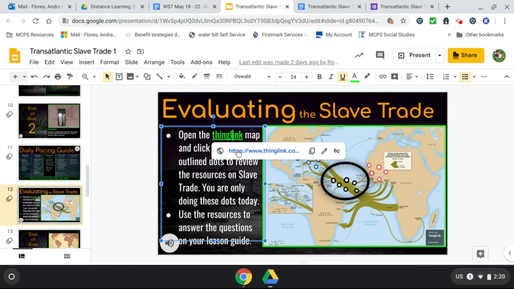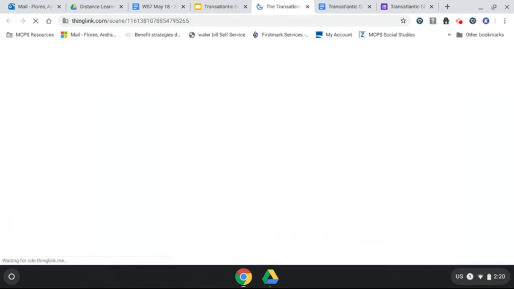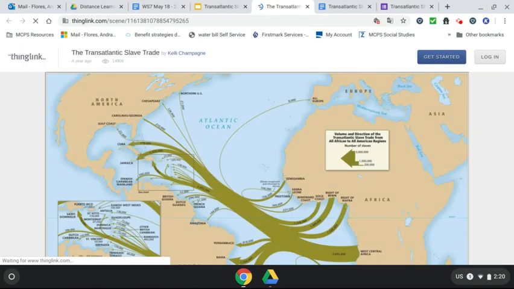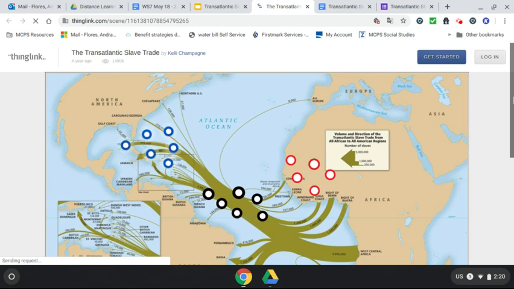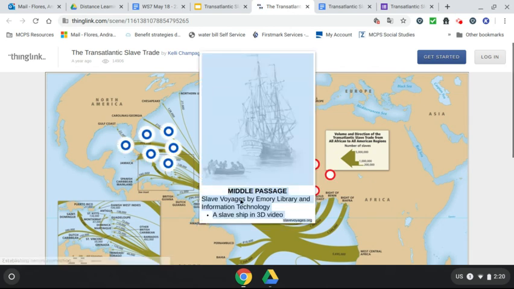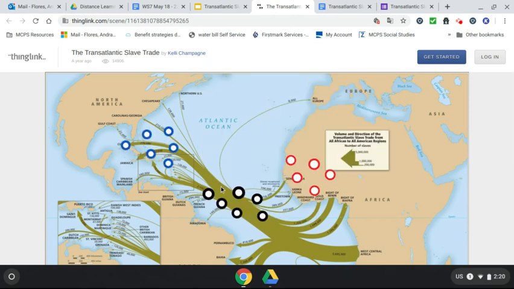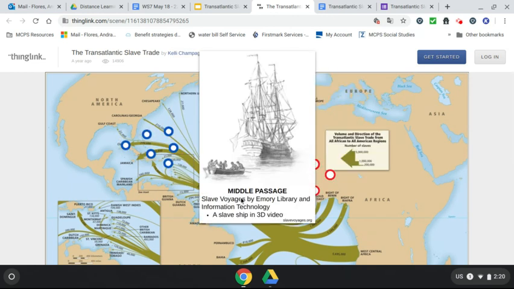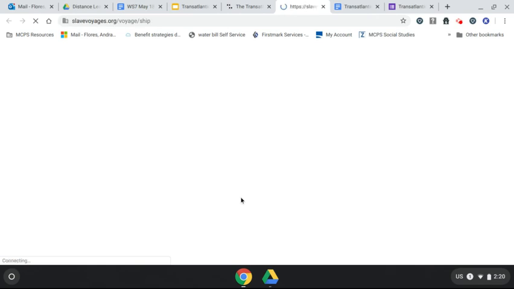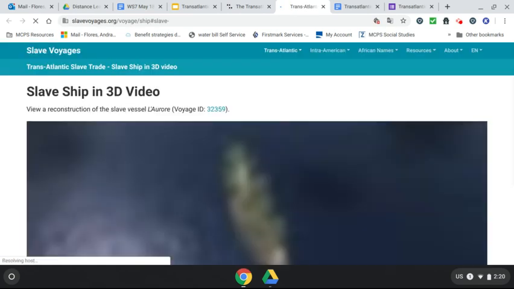Now remember, I'm going to open this up for you real quick. The Thinglink can look a little confusing at first, but remember that you're going to click on stuff to get to the actual information.